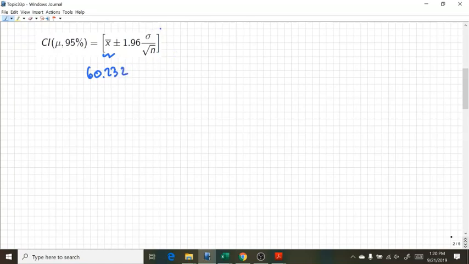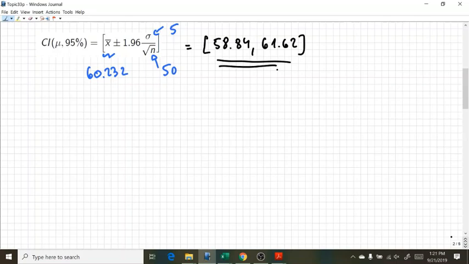And sigma is given in the example. This is 5. And n, we have 50 observations here. So I simply need to calculate this. I get a lower bound of 58.84. You can double check my calculation. This is what I obtained as the 95% confidence interval for the mean working hours of junior executives.